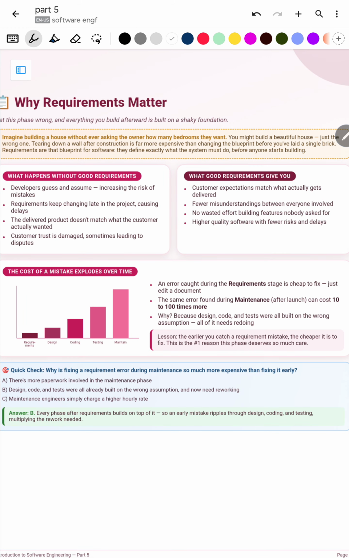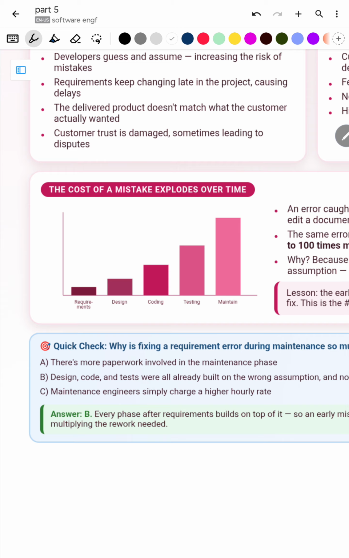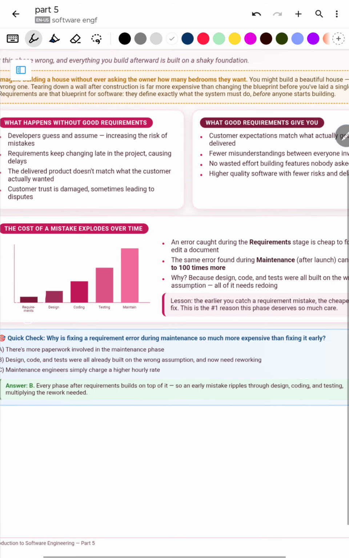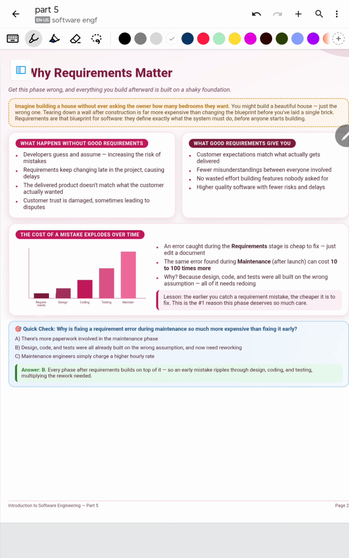So the cost of a mistake explodes over time. How? If you change during the requirement stage, an error at the requirement stage is cheap to fix. Basically, it's an edited document. Suppose the owner asked for a 4 BHK. You have planned a 2 BHK. Just change the layout, change the blueprint, make it a 4 BHK. You're done. Very little cost is required to change that.